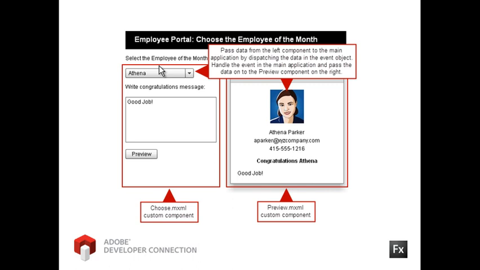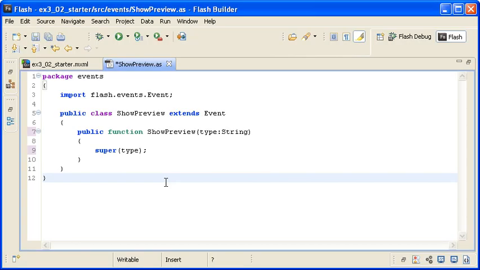Although you are displaying only the first name of the employee in the control, all of the employee data is actually stored in the model bound to the drop-down list control. You can access the data using the selectedItem property of the control. The congratulatory message comes from this text area control here. I want to create this custom event class to accept both of these values, so I'm going to create 2 class properties.